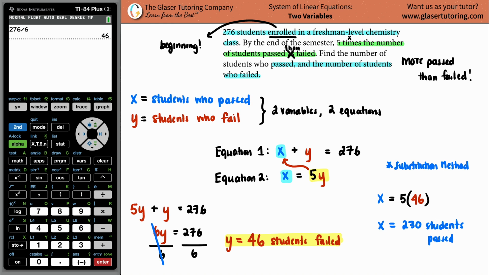Let's box that off. And we could always just triple check, because remember that the total number of students enrolled has to be 276. So if we take the 230 that passed plus the 46 that failed, you get the 276. And there you go.